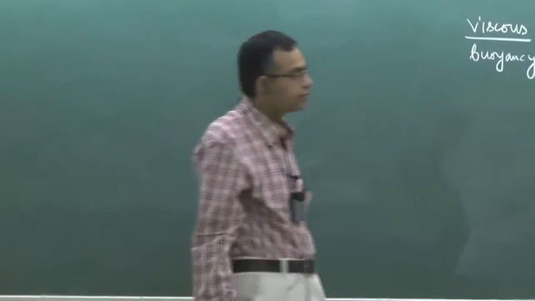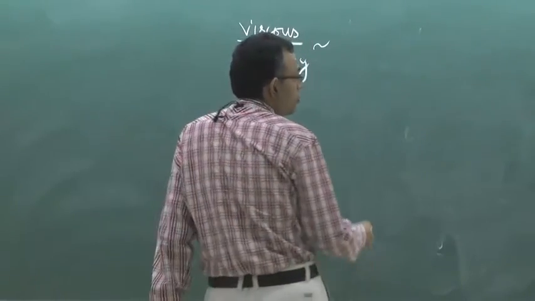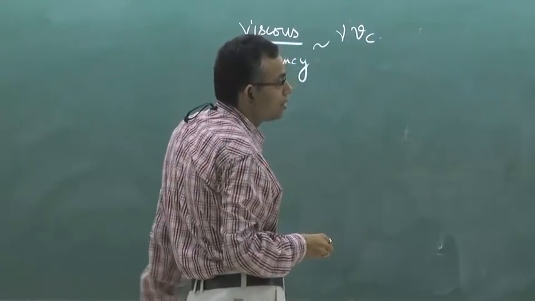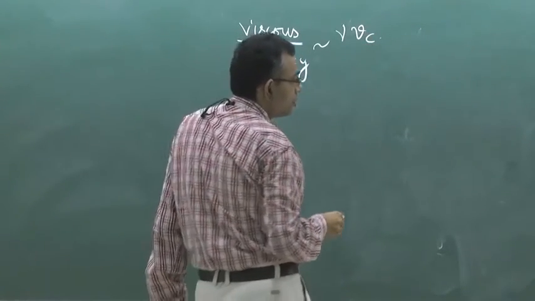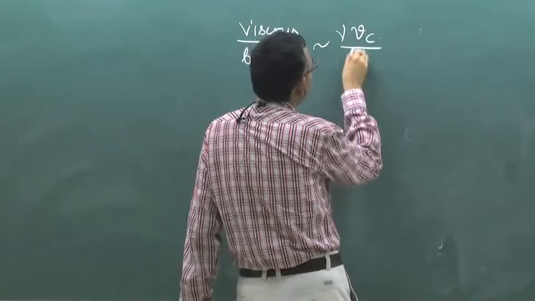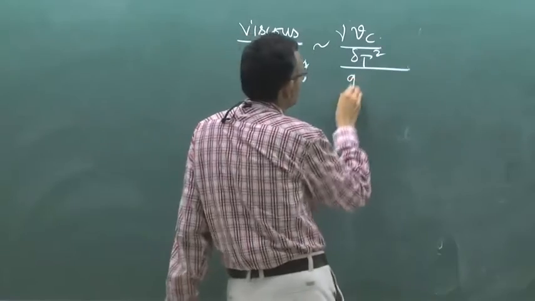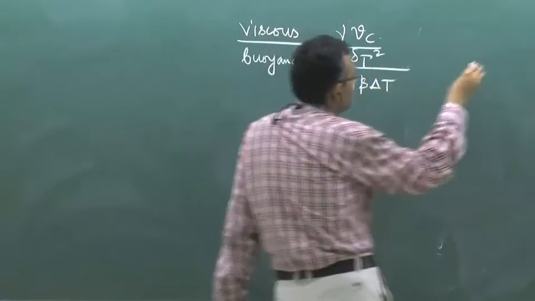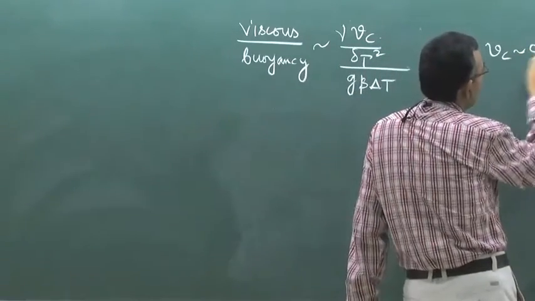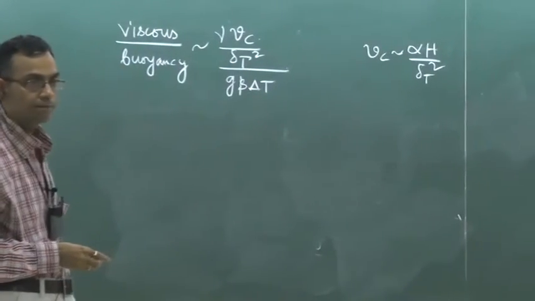Viscous by buoyancy, viscous force: nu Vc by delta T square, divided by G beta delta T. What was Vc? Alpha H by delta T square, right?